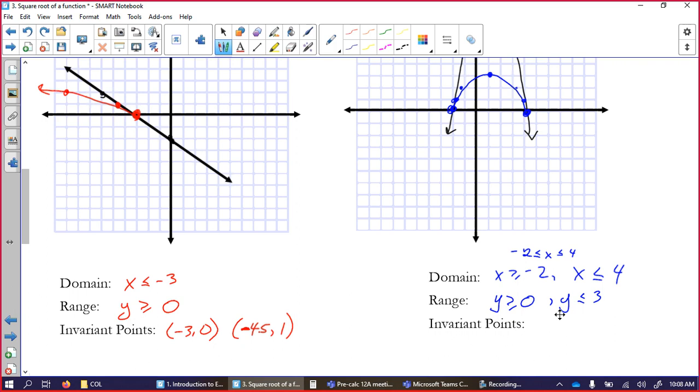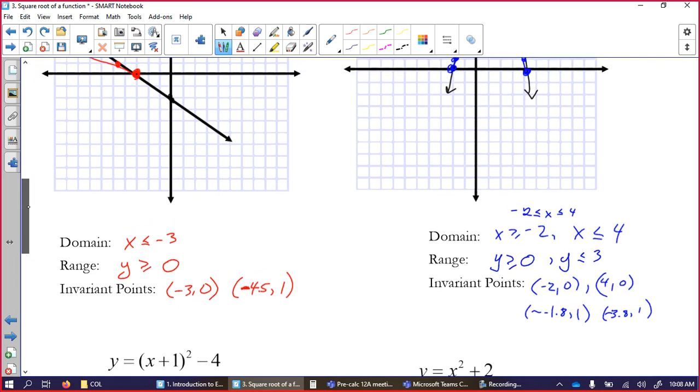We could do the same bit. Invariant points, well, two of them are kind of easy. -2, 0, and 4, 0. The other ones are a little bit tricky. Approximately -1.8 and 1. And for symmetry's sake, let's say approximately 3.8 and 1. Could we solve that? Sure, if you want to, that's great, but there's really not a whole lot to worry about.